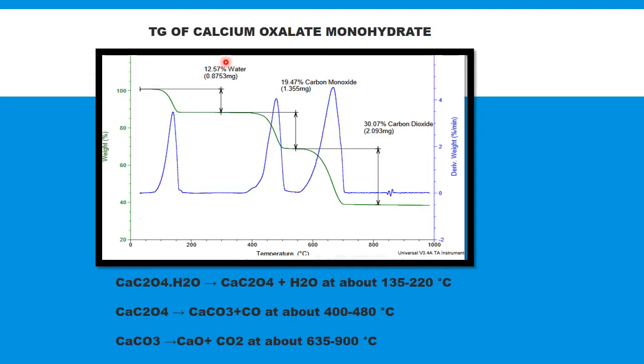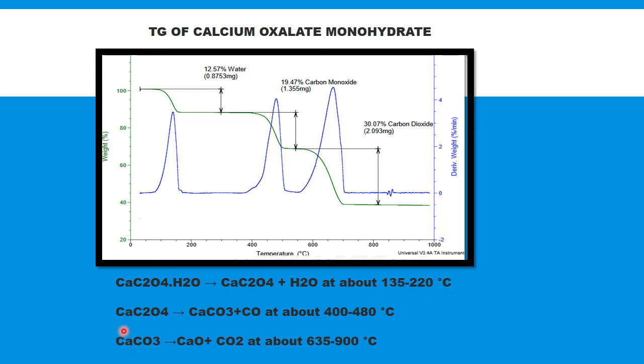Next we will see the TG of calcium oxalate monohydrate. We can see three steps. At three different stages the decomposition is taking place. The first stage is the removal of water. It takes place at about 135 to 220 degrees.